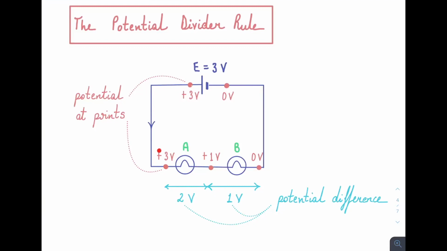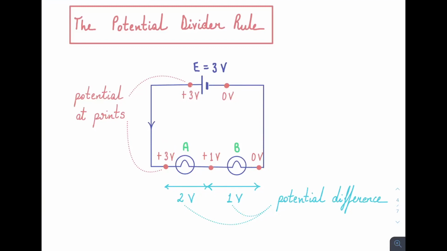So here we have the potential at a point is plus 3. Across bulb A, there is a potential difference or voltage drop of 2 volts, so 3 minus 2 leaves us with a potential of plus 1 volt at any point between bulbs A and B. The voltage across bulb B must then be 1 volt, which brings the potential at the negative terminal of the battery to 0.